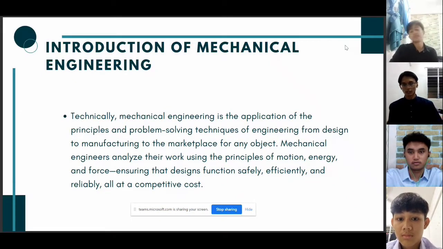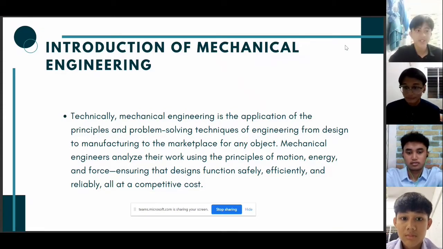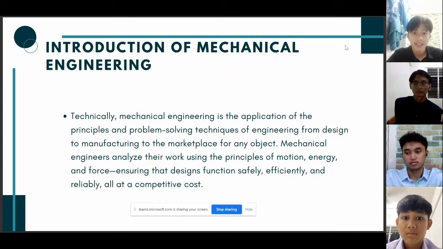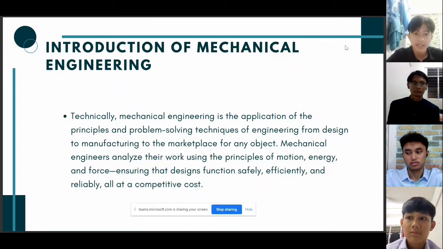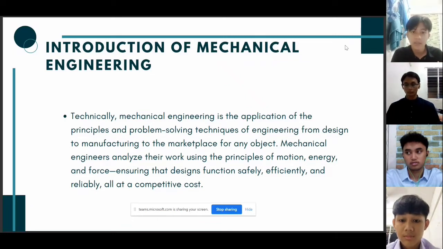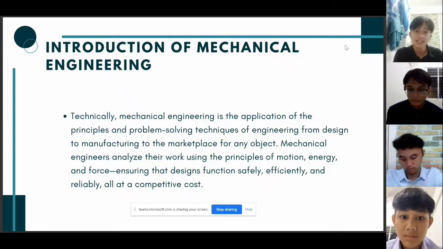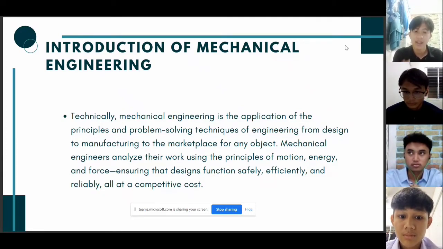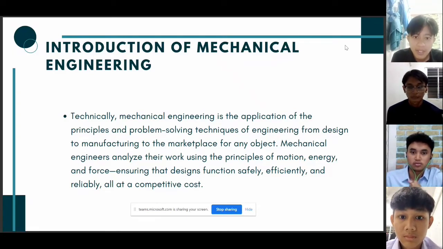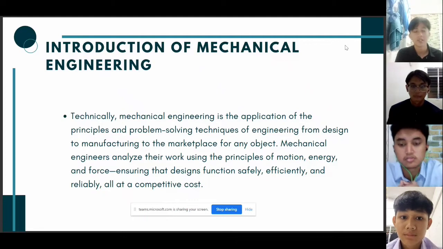So for the introduction, I will talk about mechanical engineering. Technically, mechanical engineering is the application of the principles and problem-solving techniques of engineering design to manufacturing, to the marketplace for any object. Mechanical engineers analyze their work using the principles of motion, energy, and force, ensuring that the design functions safely, efficiently, and reliably, or at competitive cost.